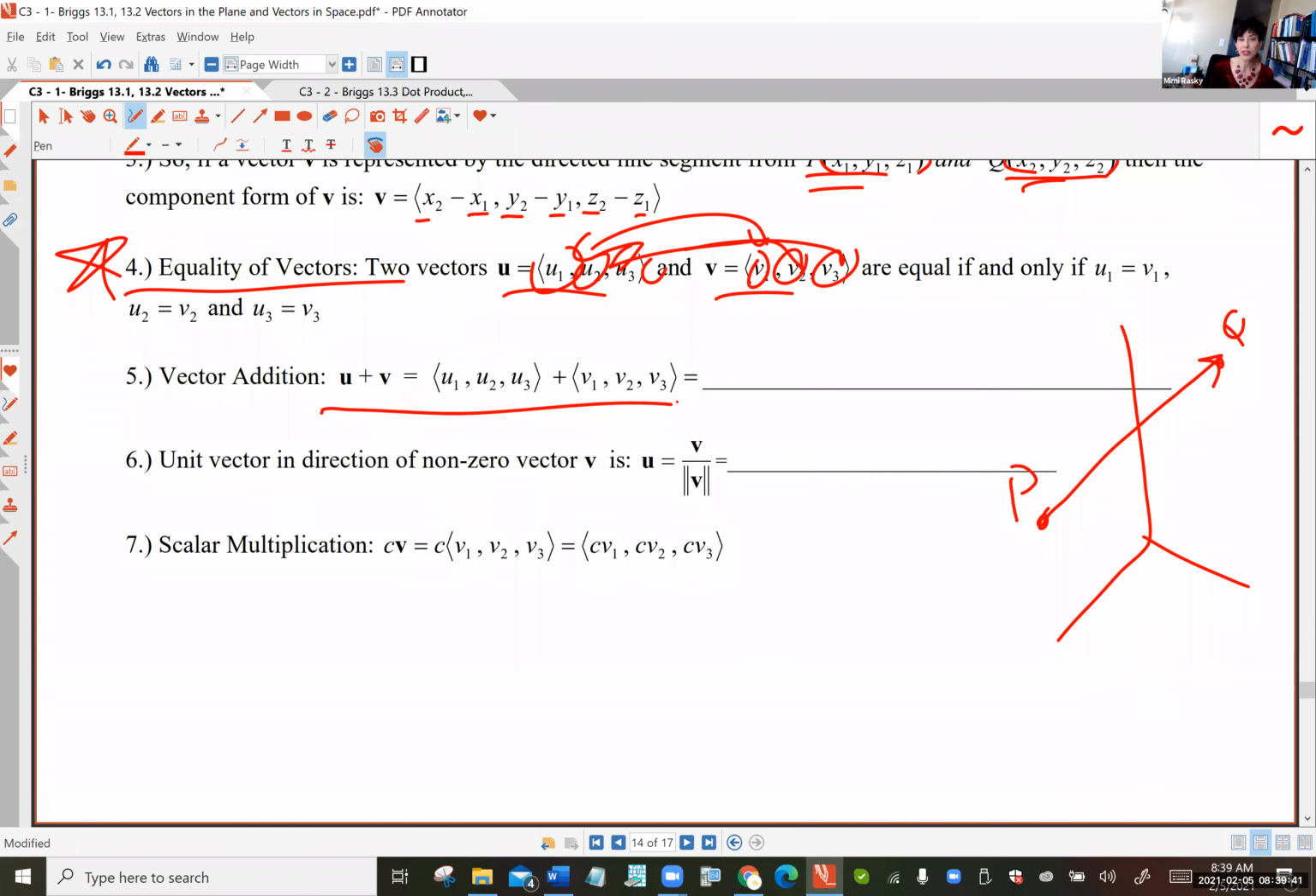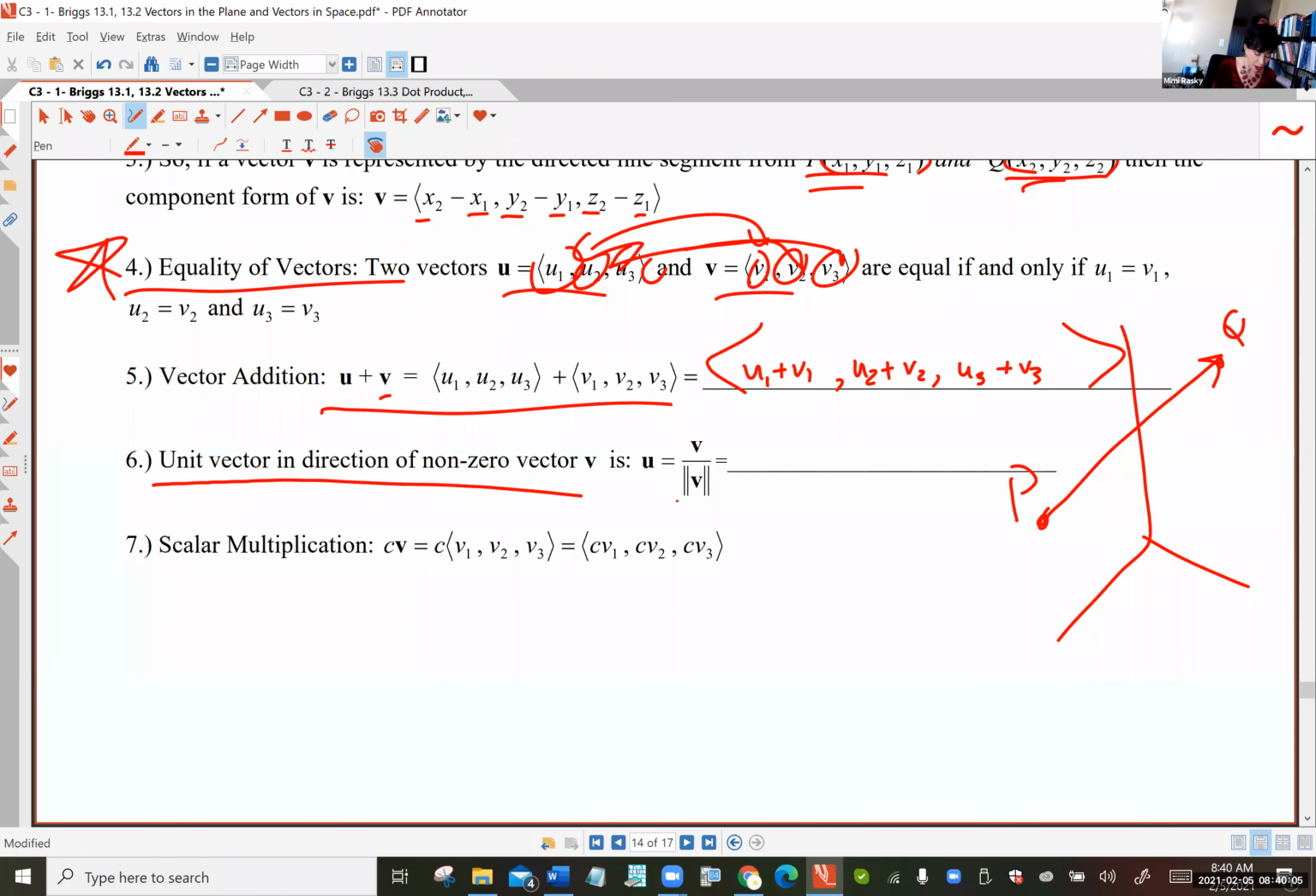Vector addition, similar to vector addition in 2D. You're going to get what we call the resultant vector, so fill in the blank here. The x component will be the sum of the x components of the two given vectors, operands, and then the y component, u2 plus v2, comma, and then u3 plus v3 is the z component.